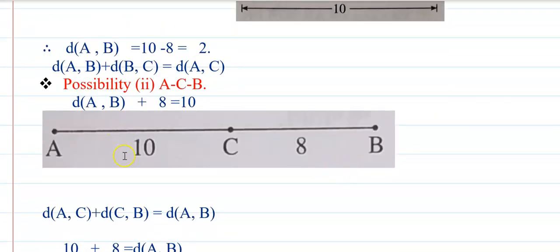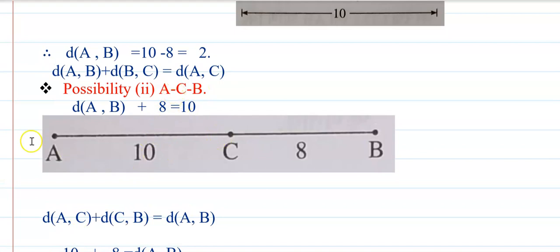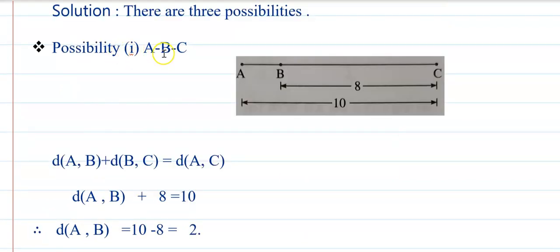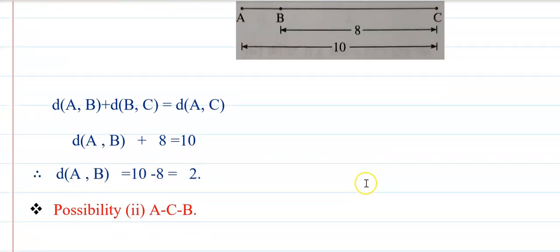Now next, second possibility, that is A-C-B, where C is in between A and B. That is the distance AB plus 8 is equal to 10. Again, in this case, the point B is in between A and C, that is distance AB plus distance BC is equal to distance AC. We want to find out distance AB. What is BC? BC is 8. आपण 8 घेणार आणि AC किती आहे? तर 10. Therefore the distance AB is equal to 10 minus 8 and that is equal to 2.